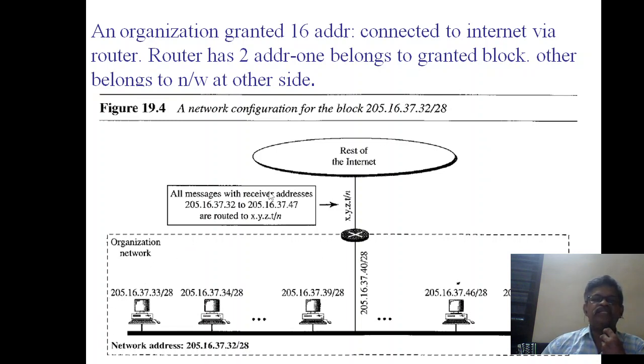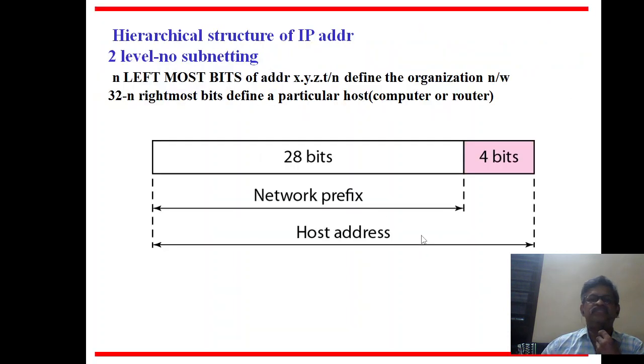So actually it is getting all these addresses, 32 to 47, x.y.z.t/n, where n is 28. So 16 addresses are possible. The first one is not allocated to any of these devices. Starts from 33. So this organization appears to the rest of the internet as 205.16.37.32/28. So the first one represents the organization.